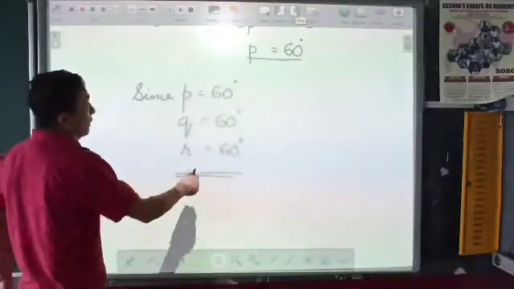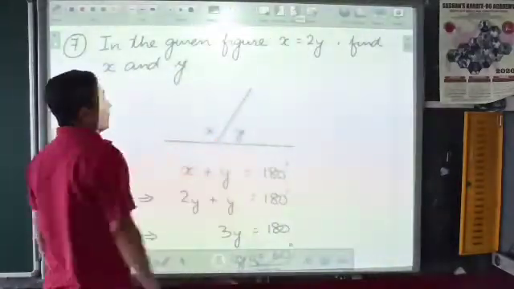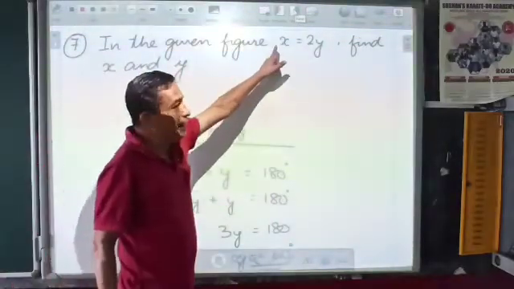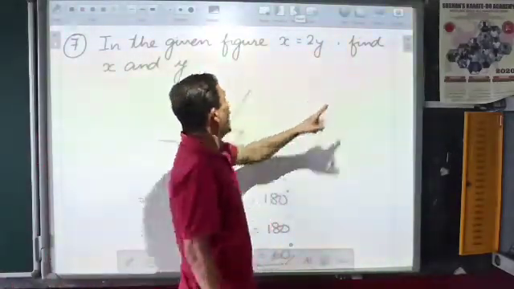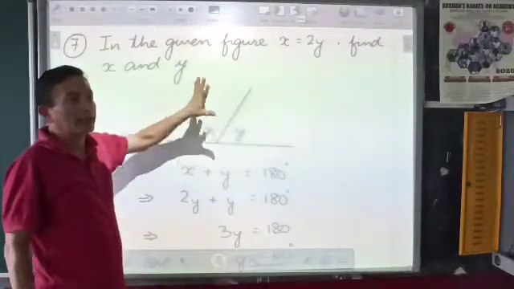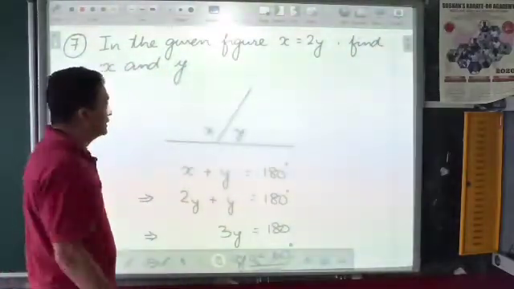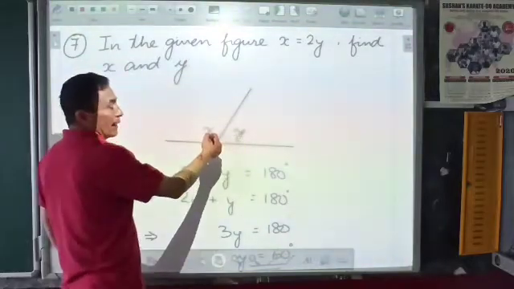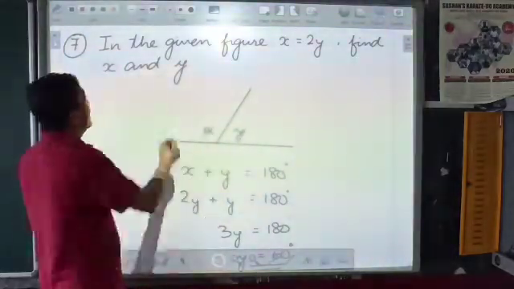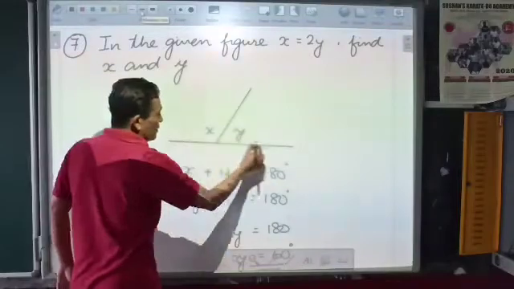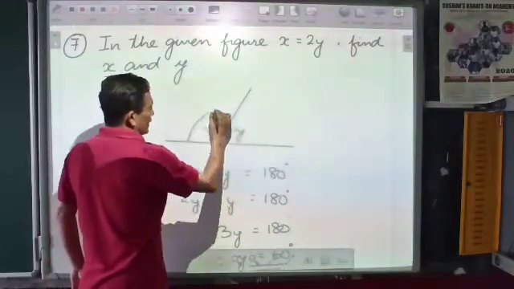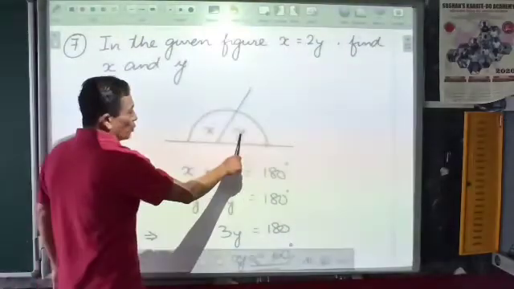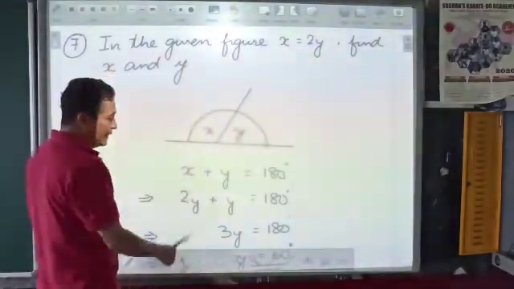Moving to another sum. Here, question number 7. In the given figure, x is equal to 2y, find x and y. Now this time I have to find both the angles. It's given in the figure that the two angles are x and y. From here, I understand this being a straight line. I understand that from here to here, it is 180 degrees. So x plus y will give me 180 degrees.